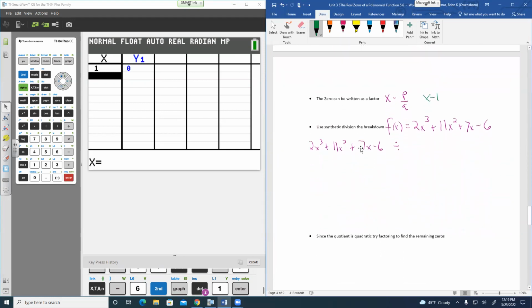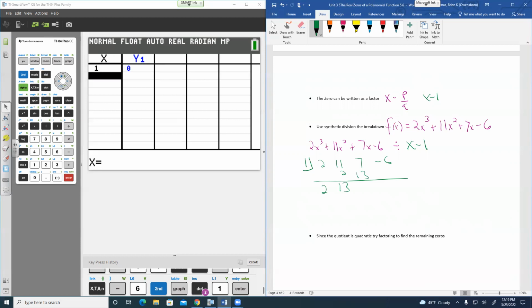So what I can do now is use synthetic division, and I can divide this by x minus 1. So using synthetic division, I'm going to have this 1 come out here, and make sure your exponents count down 3, 2, 1, 0. So I have a 2, 11, a 7, and a negative 6. So with synthetic division, we bring down the 2. The 11, 1 times 2 is 2. That gives me a 13.